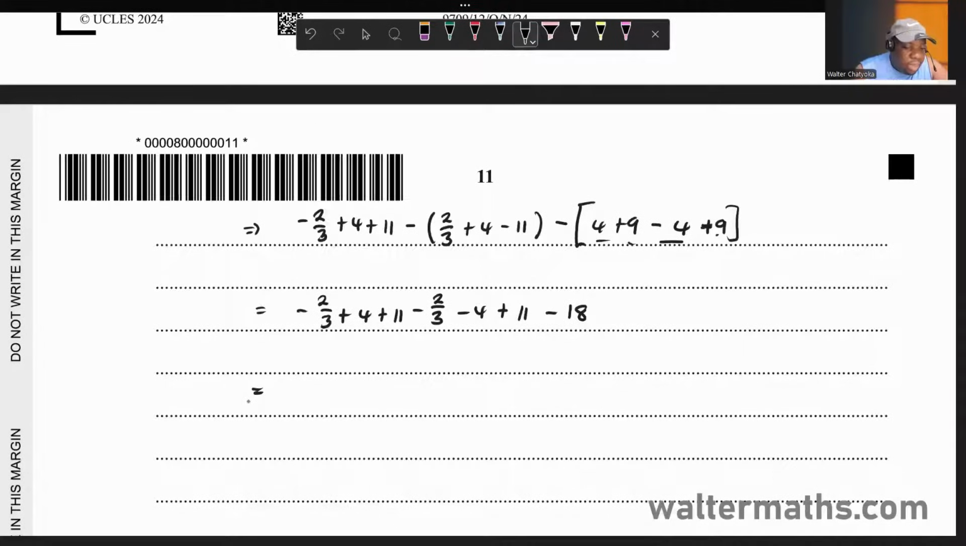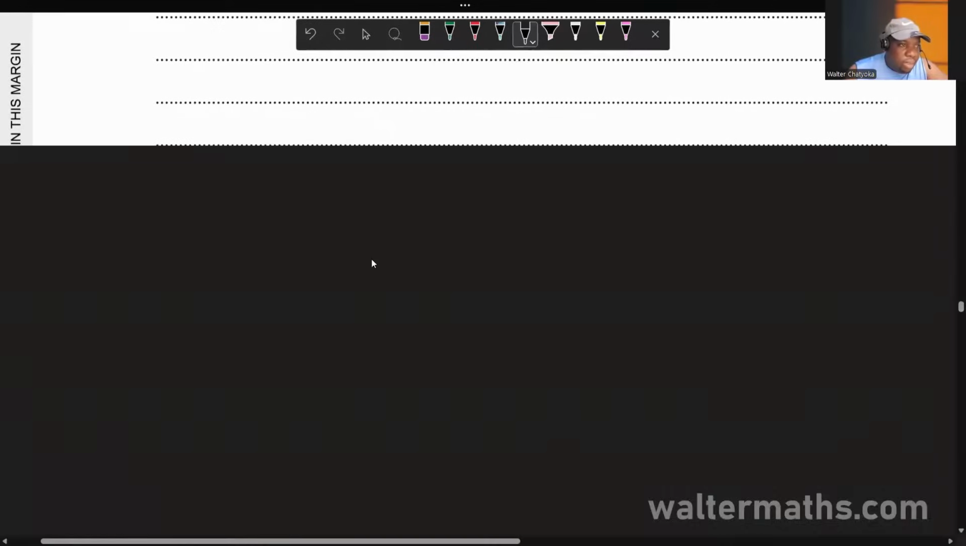Simplifying this thing, we will say -2/3 - 2/3 is -4/3. Then 4 plus 11 is 15. 15 minus 4 is 11. 11 plus 11 is 22. And 22 minus 18 is 4. And what we have here simplifies to 8/3, which is the answer. All right, let's move on.